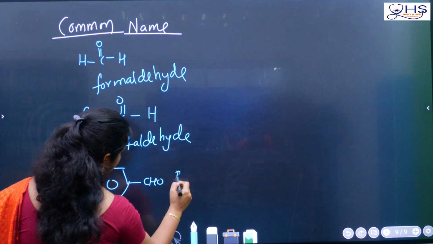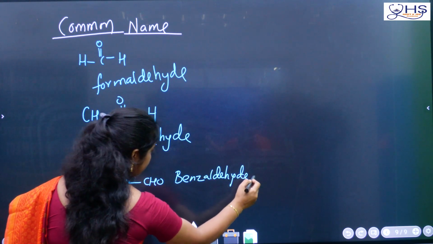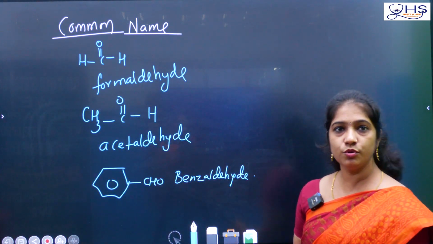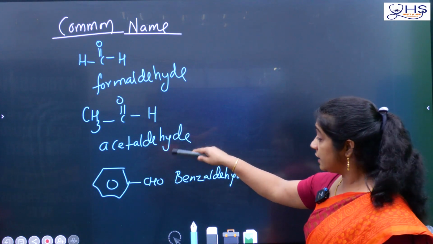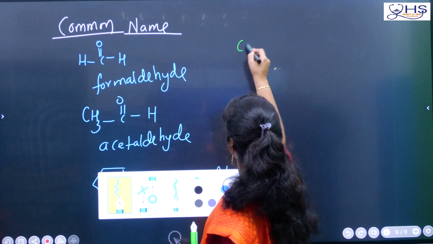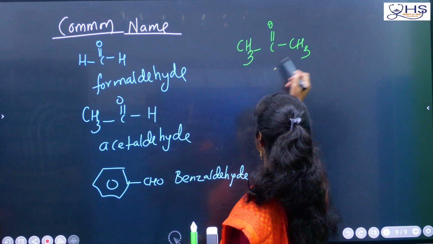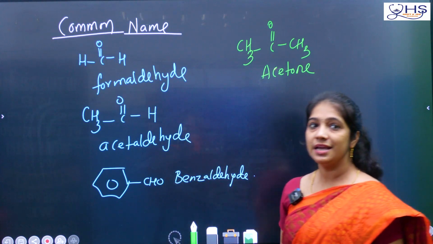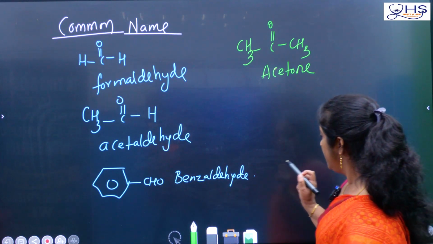This is what? Benzaldehyde. I have already given you this before. So these three are common names, but even though they are common names, CBSE frequently uses them, and in your textbooks or question papers or anywhere you will see these names: formaldehyde, acetaldehyde, benzaldehyde. In the same manner for ketones, the first member of ketone is CH3COCH3, which is known as acetone. The common name is acetone, which is present in nail polish remover also. Okay, this is acetone.